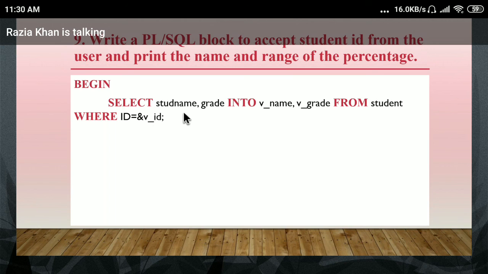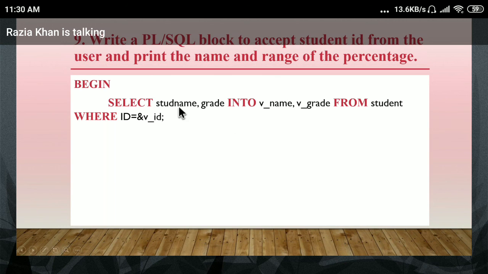Is it clear, everyone? Clear this doubt? Student name and grade. If your grade is your first column, here your grade is the first column, so write down here v grade first, then v name. Because this query will take the student name and store it in the first variable. Whatever variable you write, it will store in this variable. Is it clear, everyone?